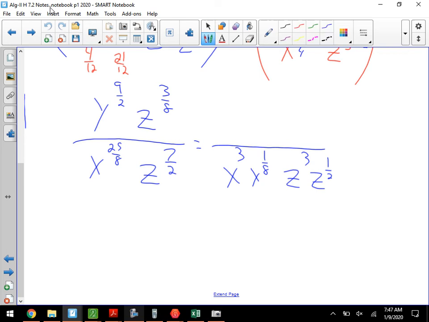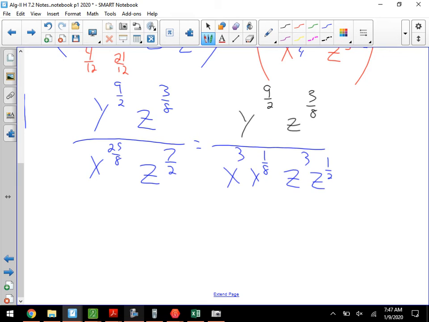My numerator over to here, so I have y to the 9/2, z to the 3/8. Everybody okay with me so far? Yeah. All right. Now, in this problem, there's no x values in the numerator, so I'm going to make the decision to go ahead and rationalize my x values first.